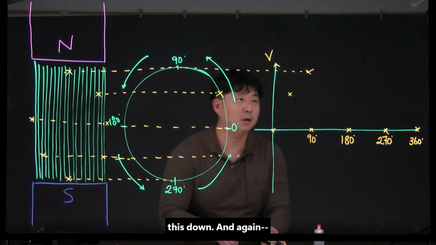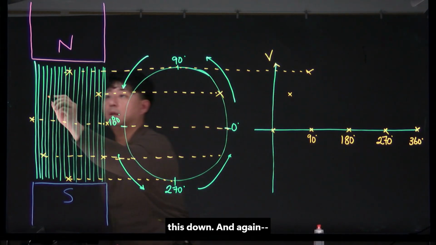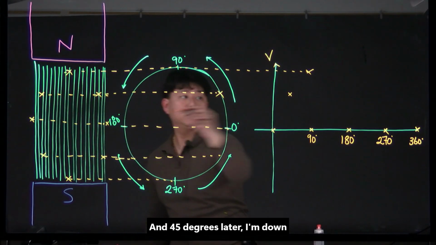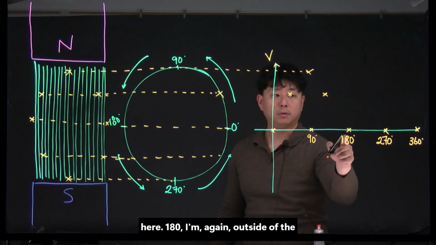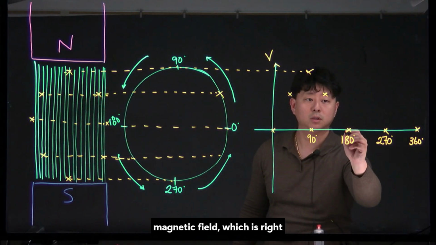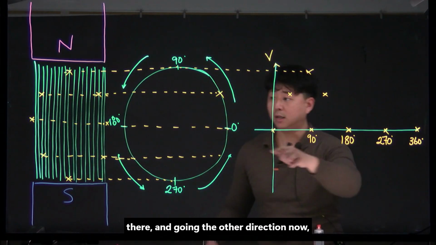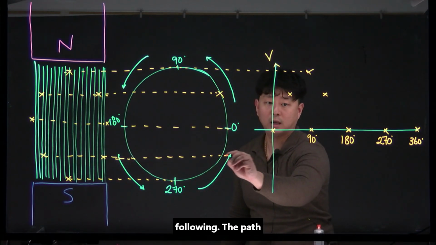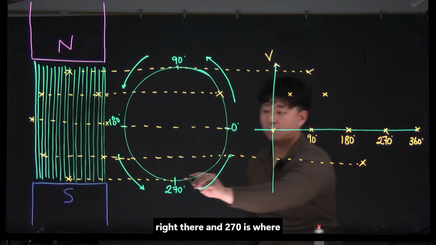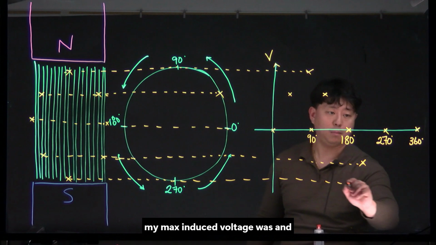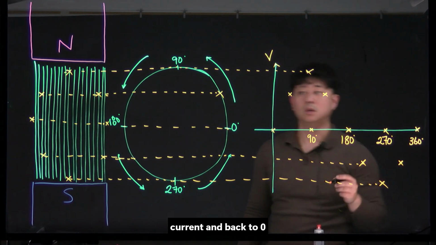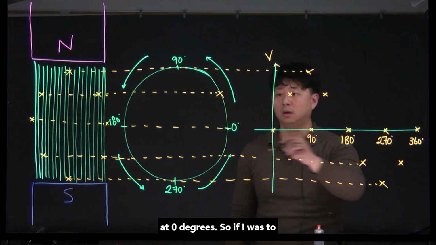Put this down. And again, oh, I didn't point this right there. And 45 degrees later, I'm down here, right? At 180, I'm again outside of the magnetic field, which is right there. And going the other direction now, following the path right there. And 270 is where my max induced voltage and current was, and back to 0 at 0 degrees.